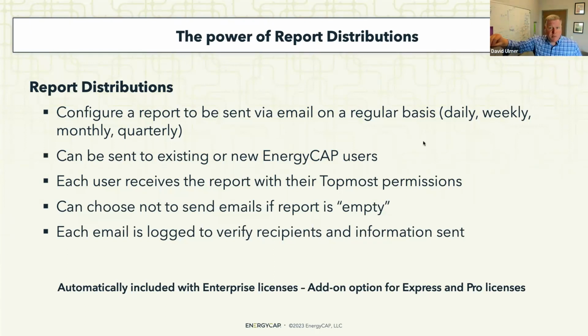Each person receives the report based on their own permissions. So you can set it up once, distribute it to 100 people. Each person will get this report filtered to their own set of permissions within EnergyCAP. You can choose the option to not send the report if it's empty, so you're not cluttering people's email inboxes. And each and every email that we send is now logged so that you can go back and verify that it was sent, whom it was sent to, and what the options were that were configured at the time that it was sent.